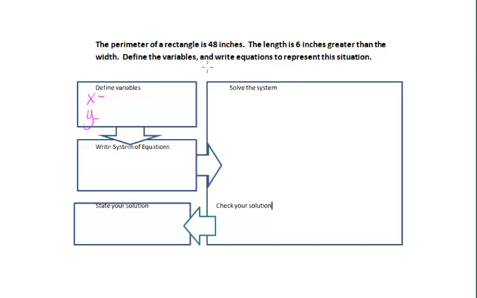I'm also going to make a little sketch over here because it helps me, even now, when I have to work these problems out. I've got my little rectangle here. It tells me the length is 6 inches greater than the width. I need X to be something. I'm going to make X the width, and I'm going to make Y the length. They're two attributes. I know the perimeter, but I don't know the width or the length. So I'm making X the width and Y the length.